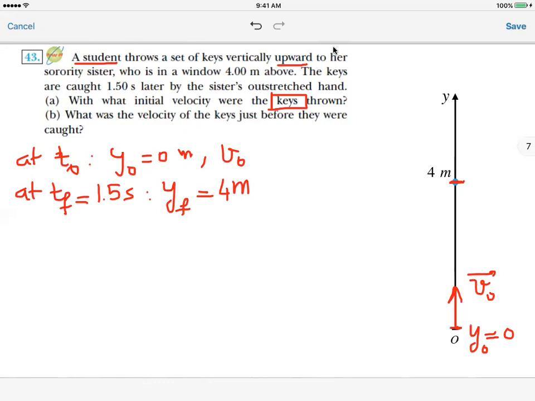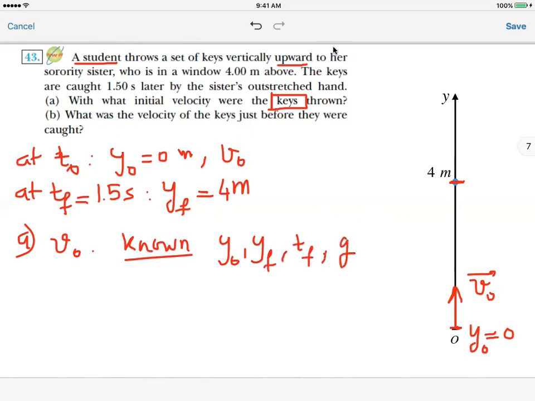We don't know anything else about the position when the keys were caught, but we know that y final is equal to 4 meters for t final equals 1.5 seconds. So now we need to determine v0. To determine v0, we need to ask ourselves one question: what are the variables that we know? We can list them here. We know y0, we know y final, we know t final, and we know also g.